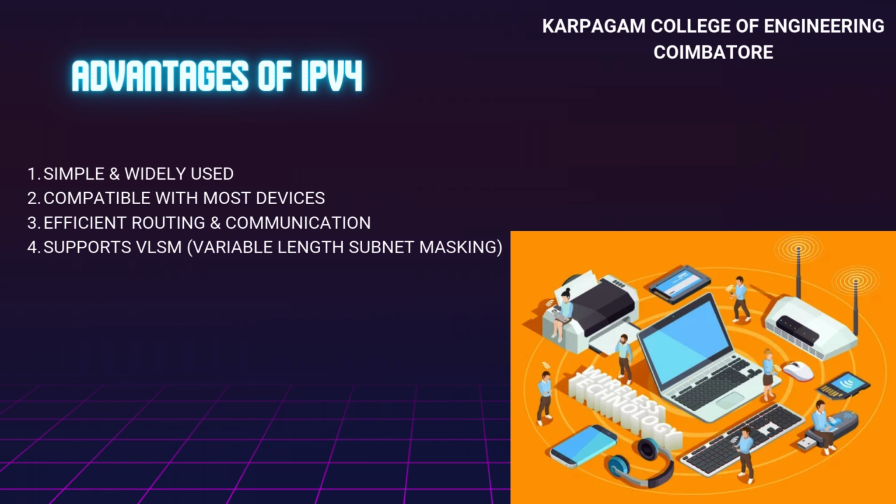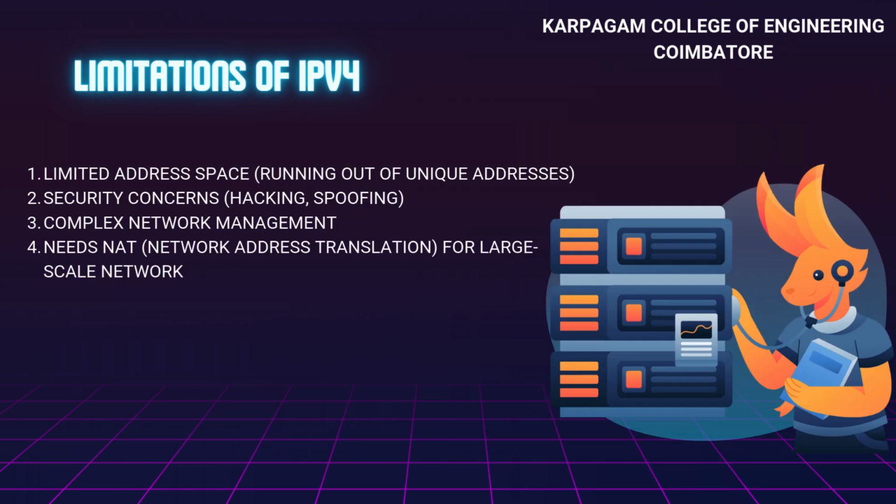What are the challenges faced in IPv4? Limited address space, as IPv4 is running out of unique addresses. Security issues, as IPv4 is vulnerable to hacking, spoofing, and DDoS attacks. Complex network management, as it requires NAT, network address translation. And a lack of built-in authentication, as IPv4 does not have built-in encryption.